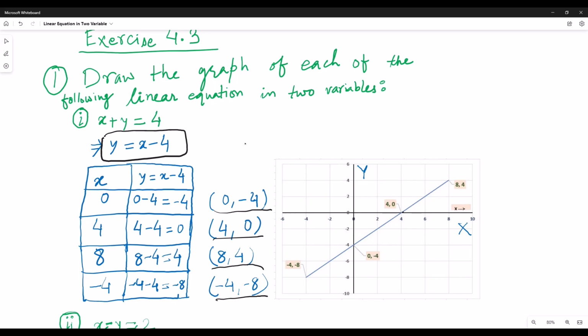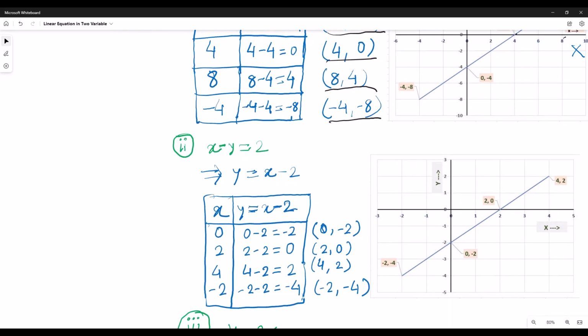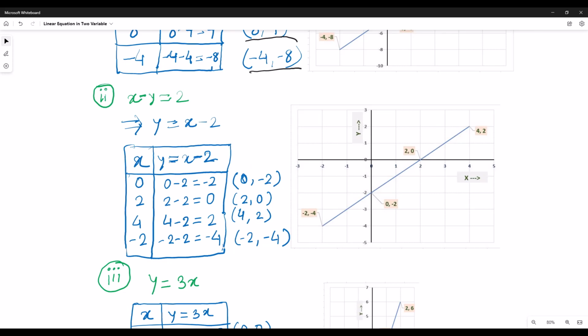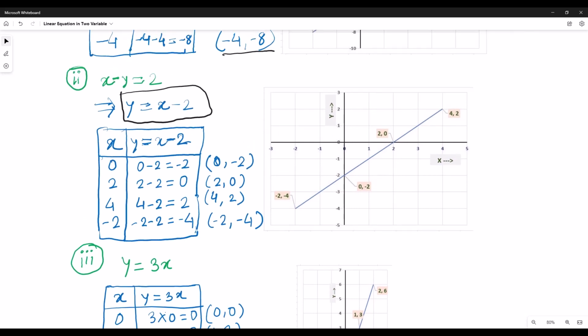Okay, so here x is 8 and y is 4. This is how we have plotted this. Like x minus y is 2, so y is equals to x minus 2. This is the easy way. I find that this is the way we can find all the points. You go on putting value of x and you get the value of y, and you can plot it on a graph paper.